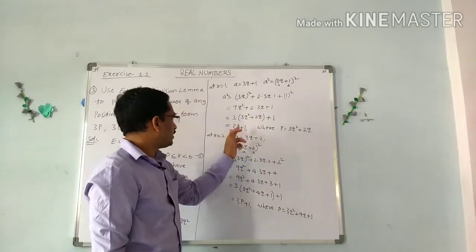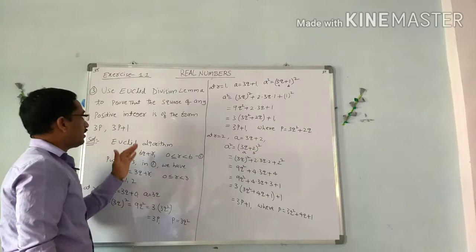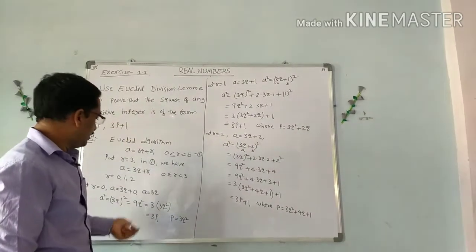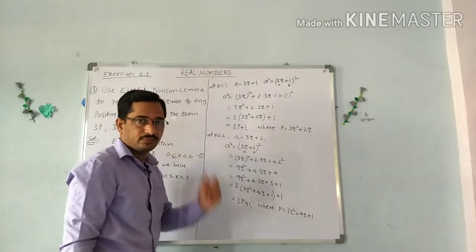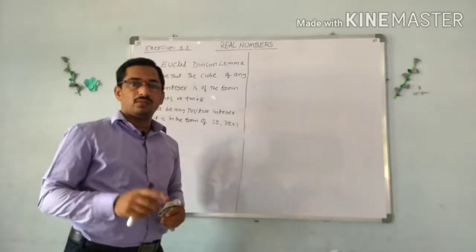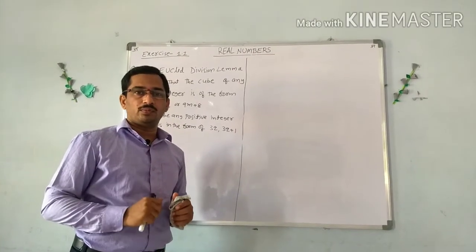So 3p plus 1. Hence the square of any positive integer is in the form of either 3p or 3p plus 1. Third problem completed. Now the fourth problem.